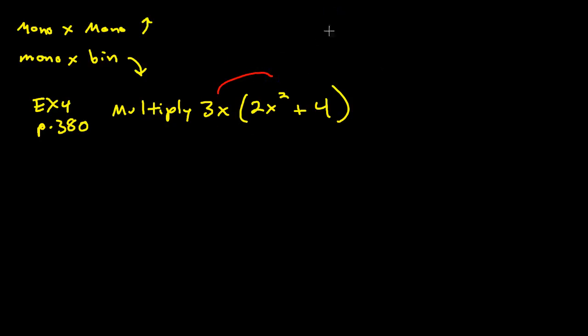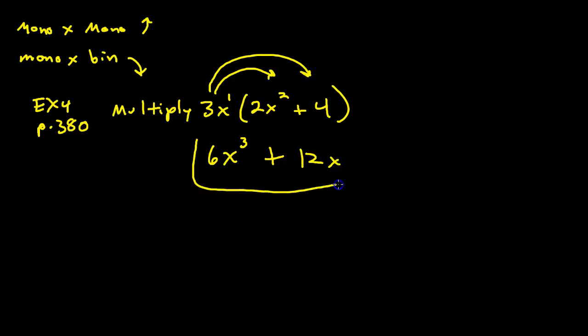3x times 2x squared gives me 6x cubed. Don't forget x is x to the first power. Plus 3x times 4 is 12x. All right? Not much to that one. Final answer, 6x cubed plus 12x.